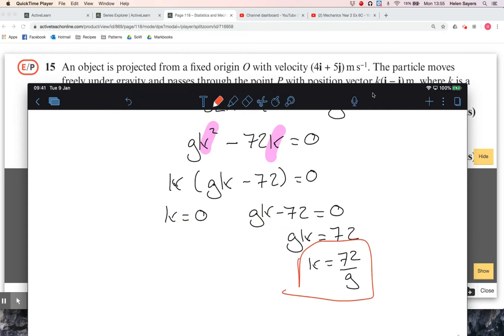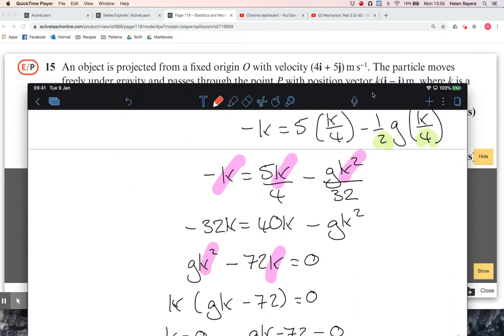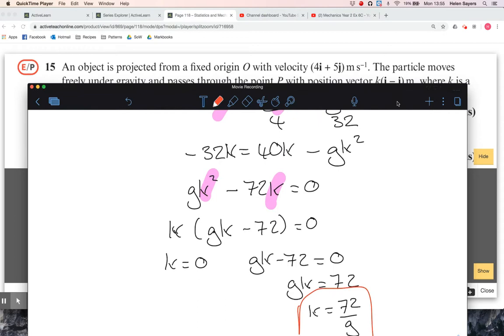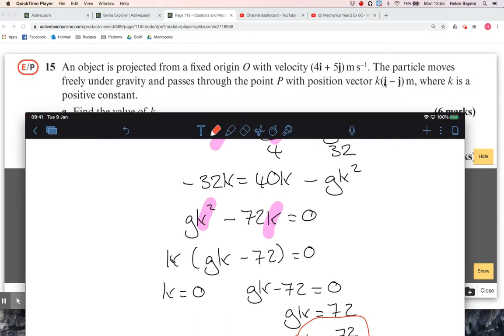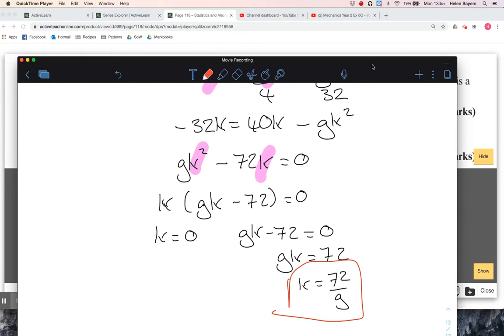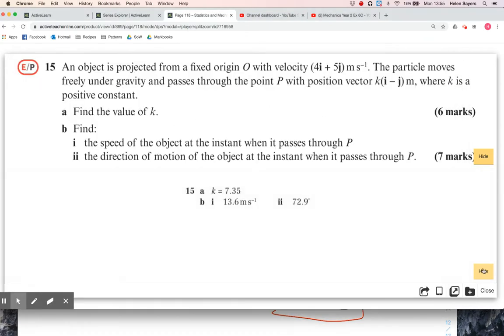Okay, so k is 0. Yeah, we can discount k is 0, because if k is 0, then the position doesn't exist. There is no vector there. So we're getting 72 over g. So let's just quickly check that before we move on. Let me just double check. 72 divided by 9.8 is 7.35.